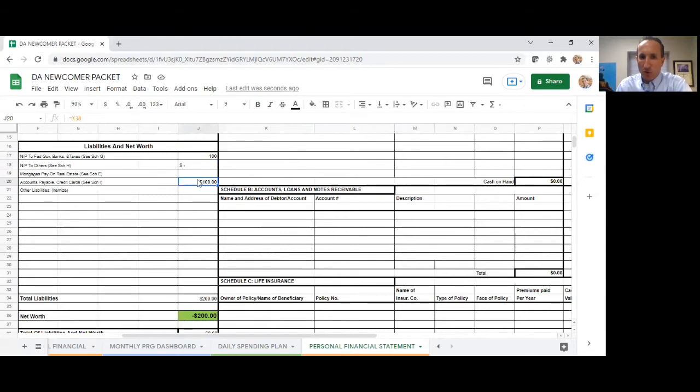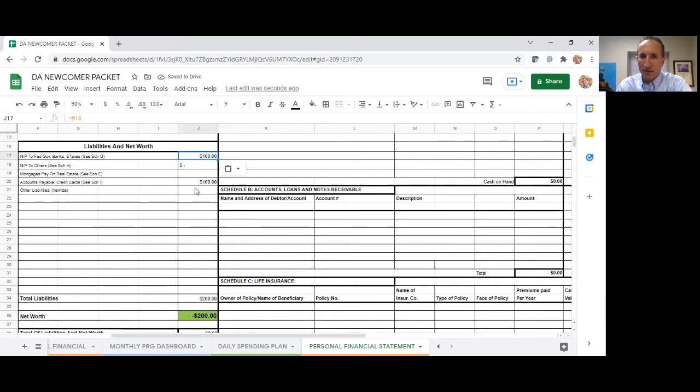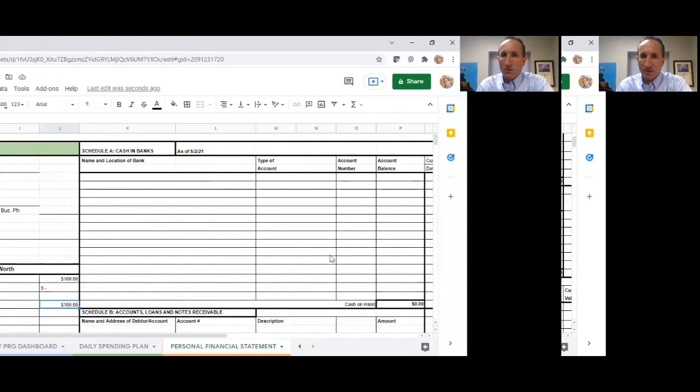To make these different formulas, or to make these cells match, I don't like how it's just $100. I like the dollar sign. You could do that by clicking the one you like and then hover over this. It says paint format. You want to paint that format to right here. And I clicked it one time and it made it look exactly like that.